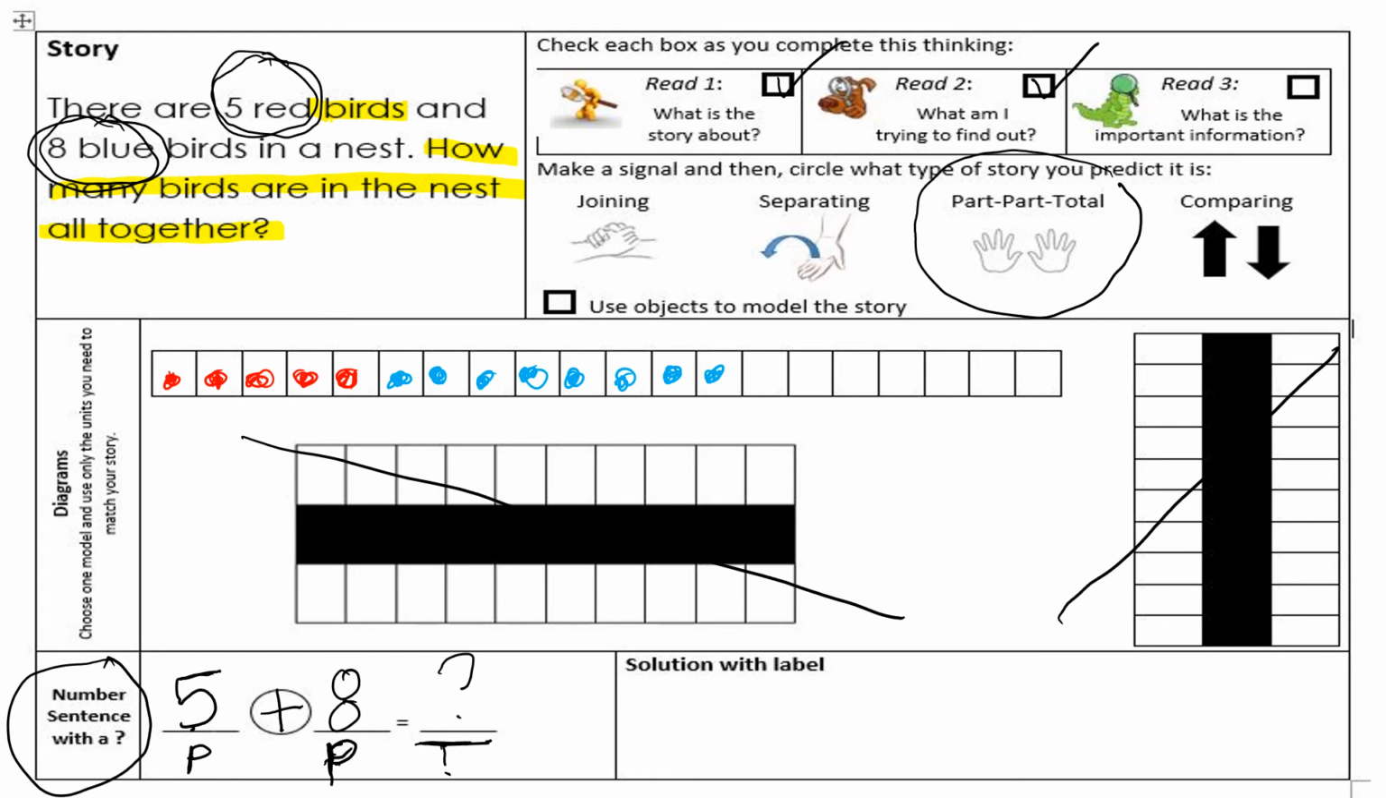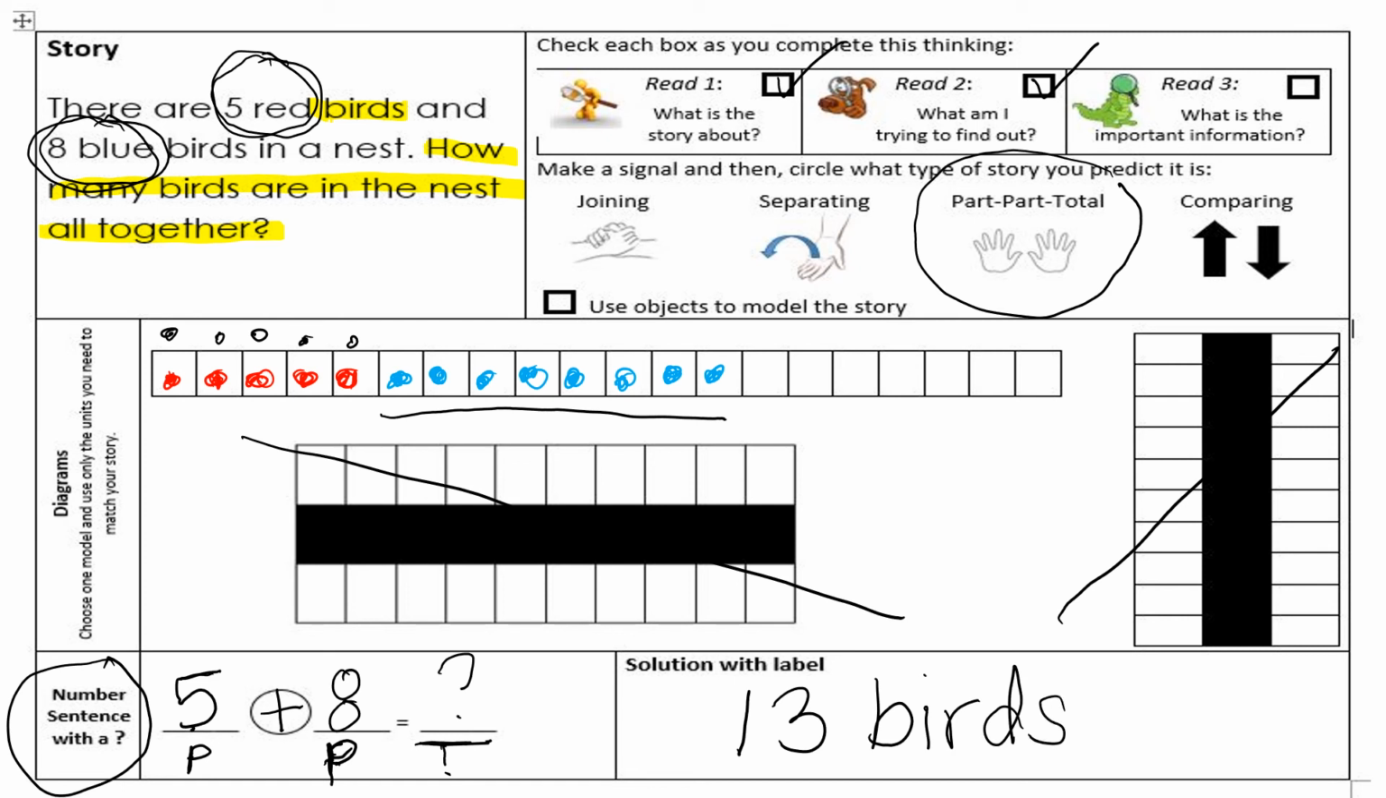So now let's go ahead and do our solution. And what I'm going to do is what I did earlier, the counting on strategy. Instead of starting with 5 and counting up 8, I'm going to start with 8 and count up 5. So I know that there's 8 right here. So I'm going to start from there. So I'm going to start at 8. And then we have 9, 10, 11, 12, 13. So our solution with our label would be 13 birds.